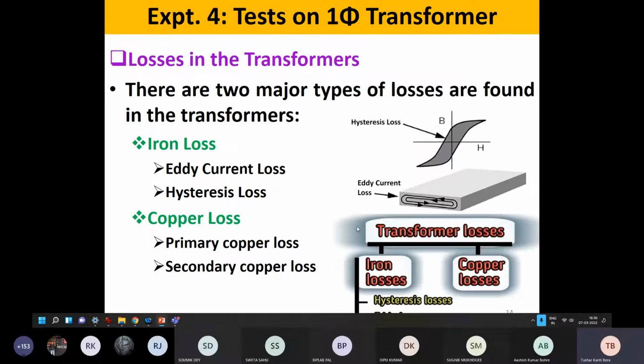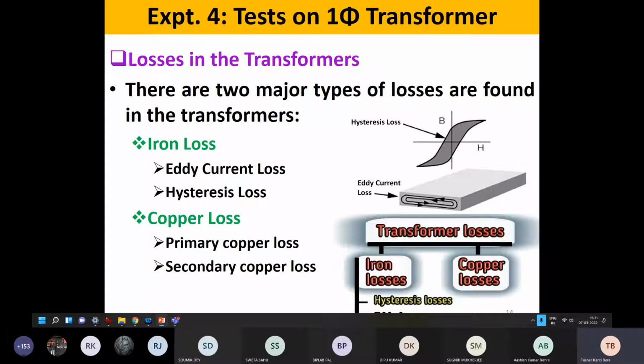Now whenever we come across the losses of the transformer, we will find two types of loss. One is iron loss, the other one is copper loss. So two types of metals are there in the transformer. One is iron, which is the conduction path for flux, and the other metal is copper, that is the conduction path for electrical current.